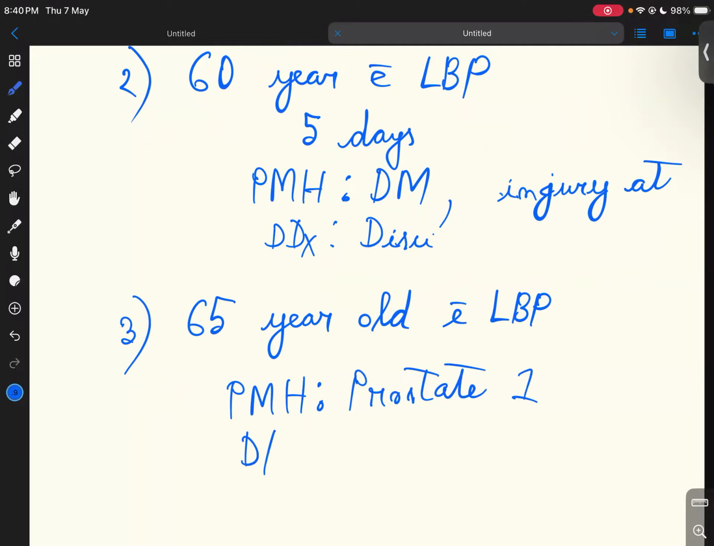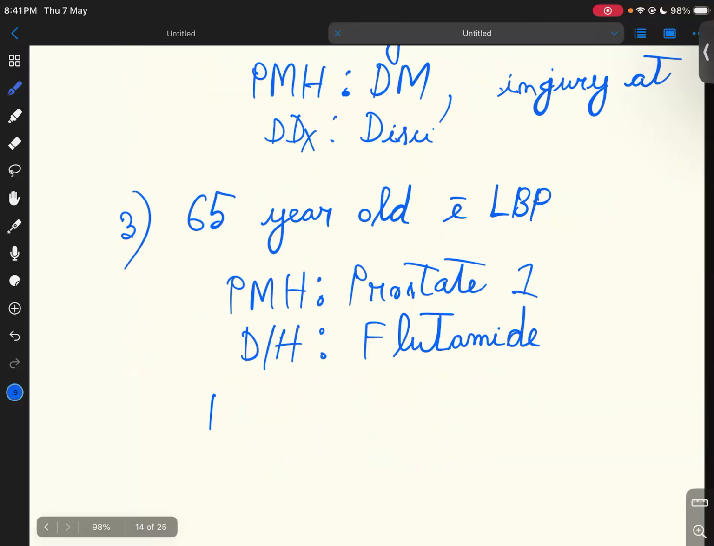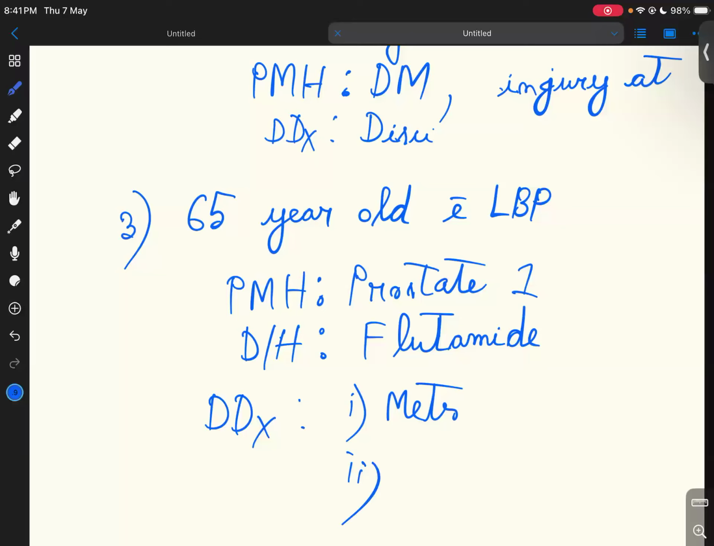Let me complete it, doctor. In the drug history, he's taking flutamide for prostate cancer. So based on this, what are your differential diagnoses? One is metastasis. Drug-induced osteoporosis. Yes, drug-induced osteoporosis because flutamide is an anti-androgen. Yes, doctor. Again, past medical history, drug history, and family history are blessings.